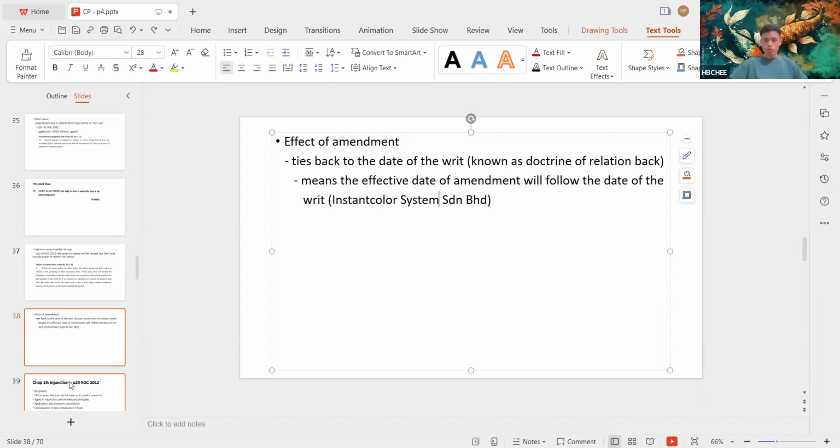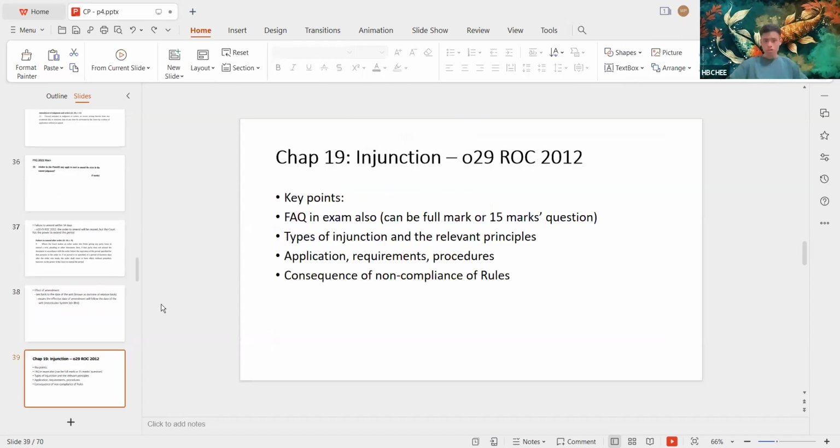Okay, we are going to a new chapter, injunction. Also very, very frequently asked. In this chapter, we'll be discussing the types of injunction and the principles governing each type, application, requirement, procedure, and the consequences of non-compliance.